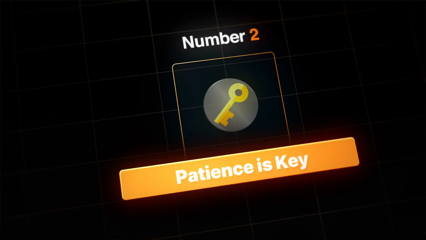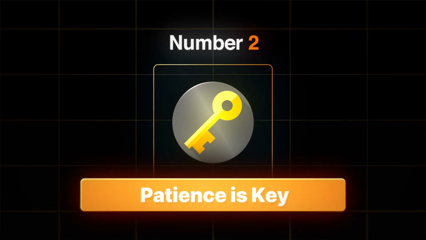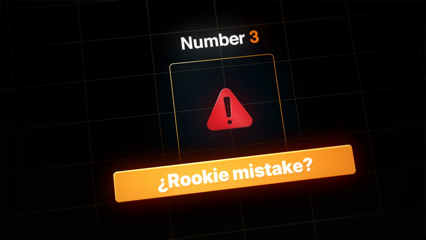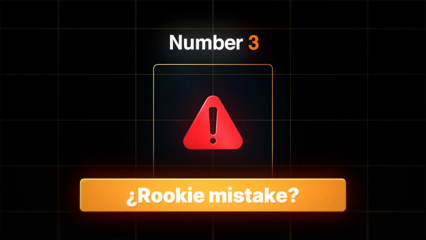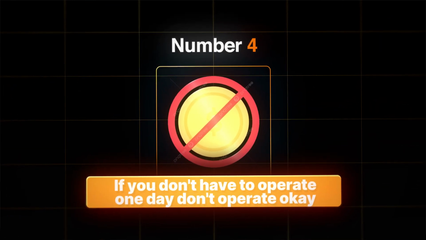If it opens inside, patience is key. Wait at least 30 minutes post-open to let structure develop. In that window, mark the opening range, the high-low of the first 15-30 minutes. It adds confluence. Jumping in early is a rookie mistake. I've blown accounts doing that, so please be careful. Let price show if it's respecting the PDH PDL zones or building for a break. So if you don't have to operate one day, don't operate, okay?